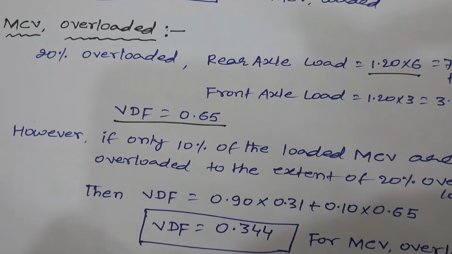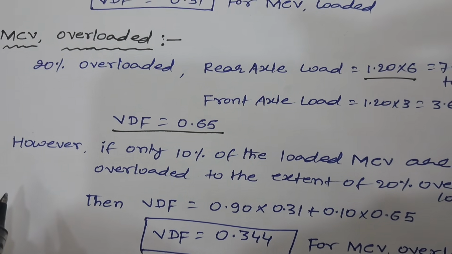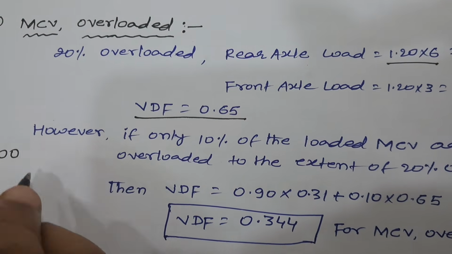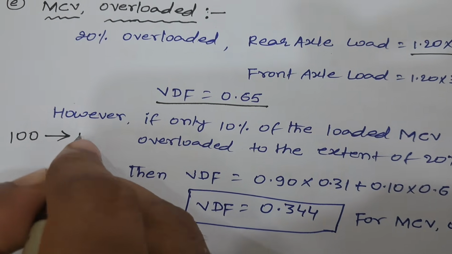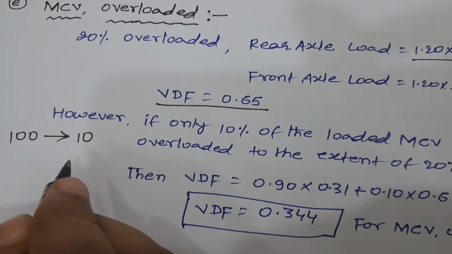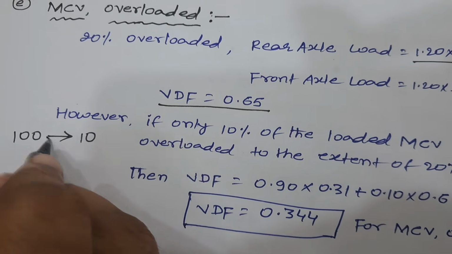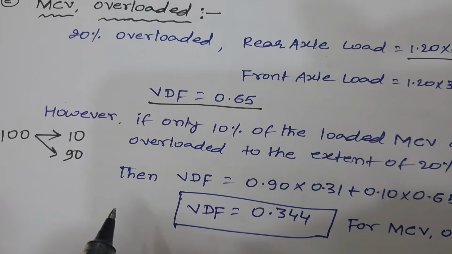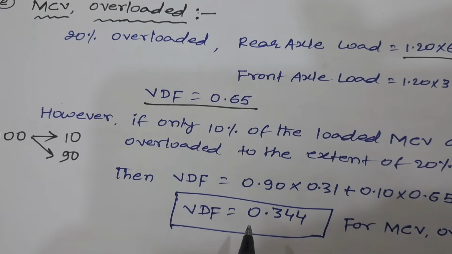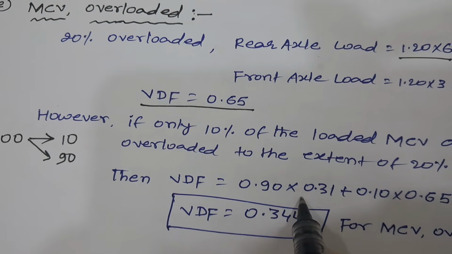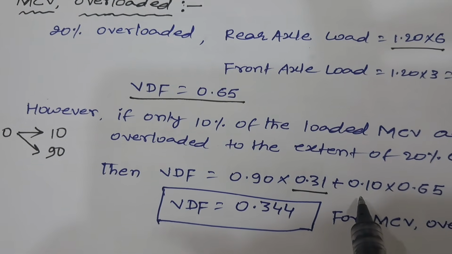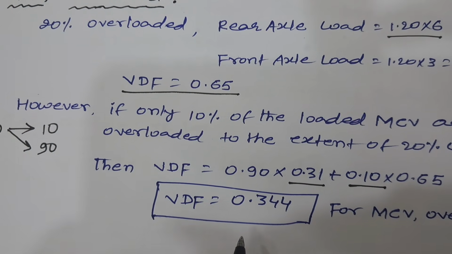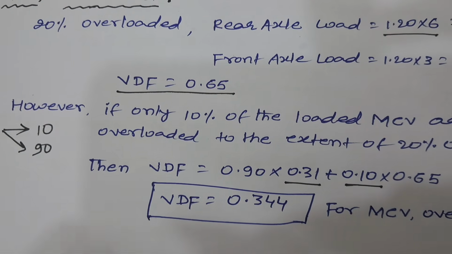However, if only 10% of the loaded medium commercial vehicles are overloaded to the extent of 20%. Similarly, here also, if there are 100 vehicles, IRC considered only 10 vehicles are running with 20% overload. Remaining 90 vehicles running with normal load only. So if you calculate VDF in this condition, it will come 0.9 into 0.31 plus 10% overloaded means 0.1 into 0.65 overloaded. If you find VDF here, it came 0.344.